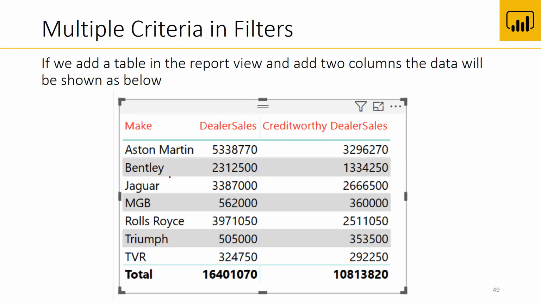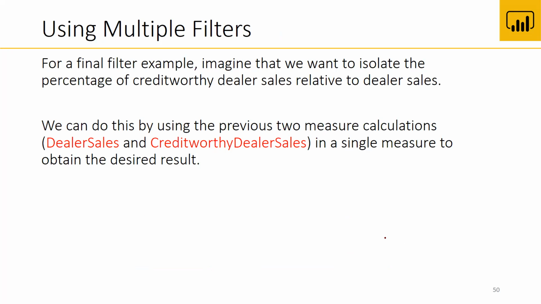So you can see here the credit worthy dealers and the dealer sales, and the make is basically the companies: Aston Martin, Bentley, MGB, Rolls Royce, Triumph, TVR. These are the different makes and dealer sales, and this table can be constructed with the help of visuals in a report. We want to isolate the percentage of the credit-worthy dealer sales relative to the dealer sales. We can do this by using the previous two measures, dealer sales and credit-worthy dealer sales, in a single measure to obtain the desired result.